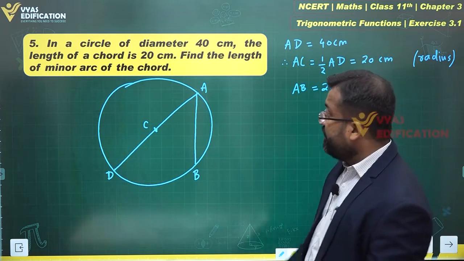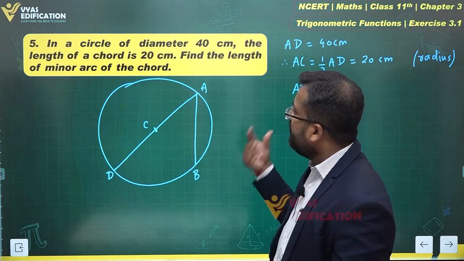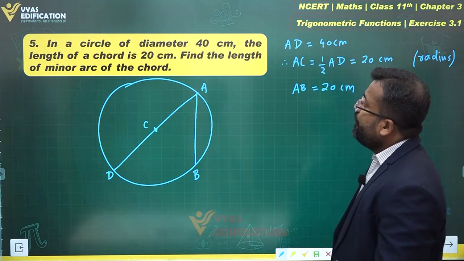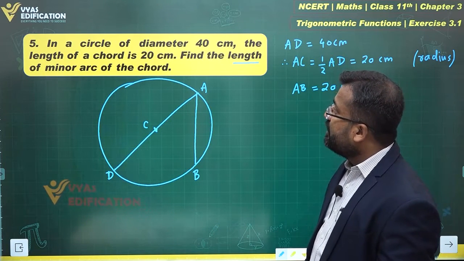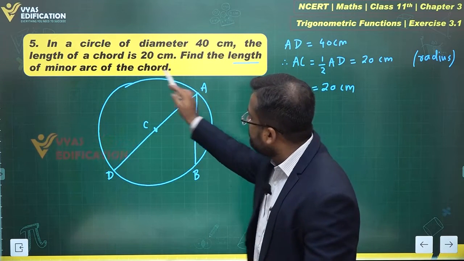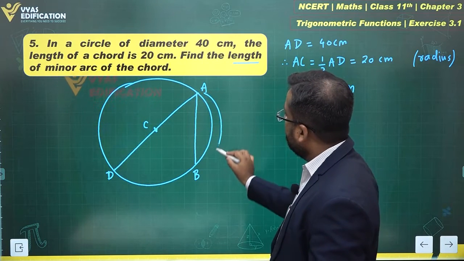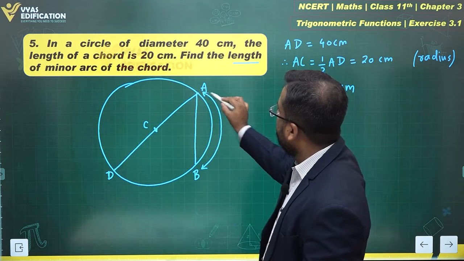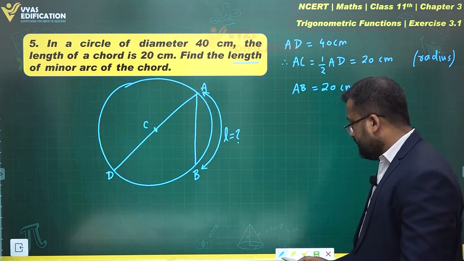By the way, we could have drawn the diameter anywhere, and the chord also anywhere. We've just chosen a common point, that's it. Next, what is the person saying? The person says find the length of minor arc of the chord. Okay, this is the chord and this will be the minor arc. This will be the major arc. We are interested in this length over here. This length L equals question mark. That's what we are interested in.